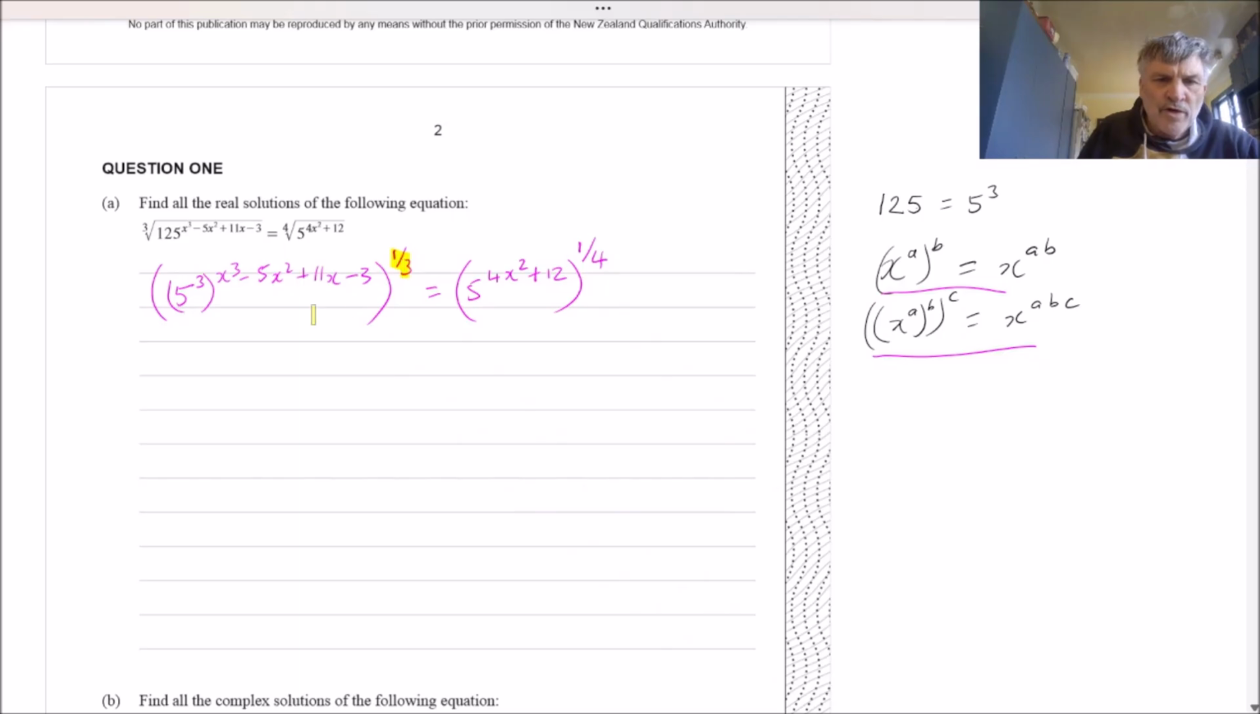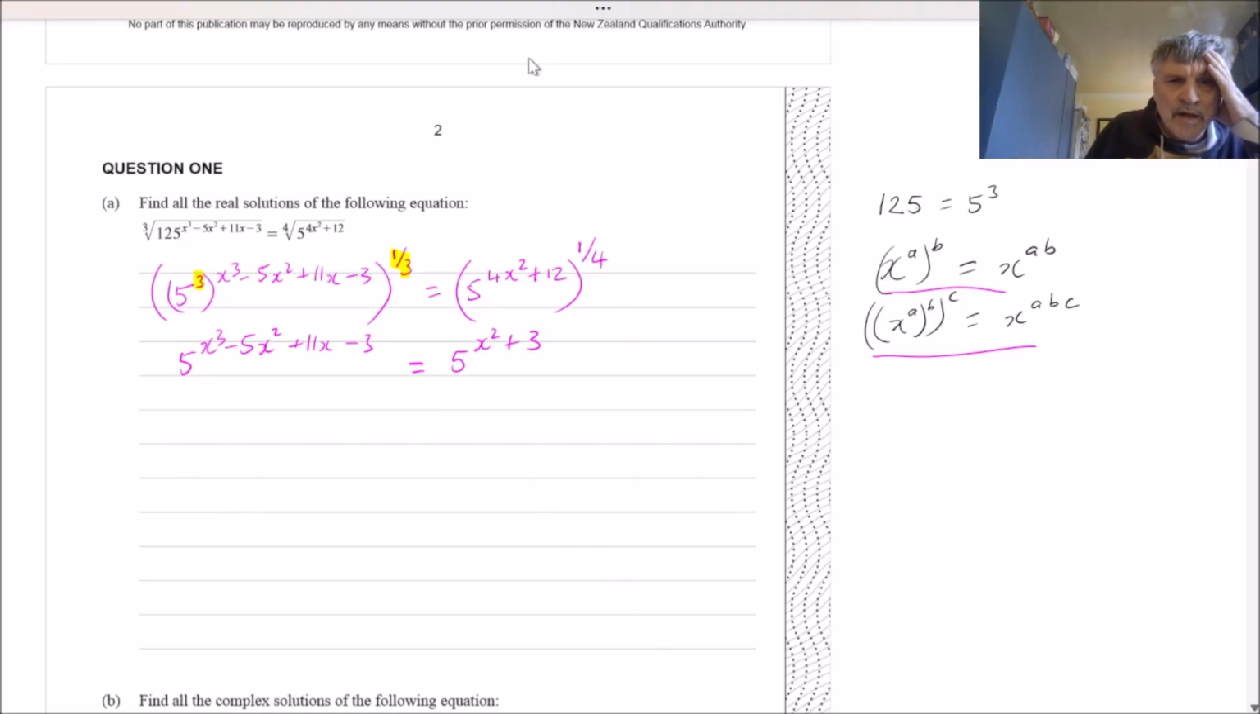over on the left-hand side, we've got a third here and we've got 3 here. When we multiply those, we're going to get 1. So we're just going to be left with 5 to the power of the cubic, x cubed minus 5x squared plus 11x minus 3, and that's equal to, and this is a quarter times this, so we can multiply each of these coefficients by a quarter to get 5 to the power of x squared plus 3.